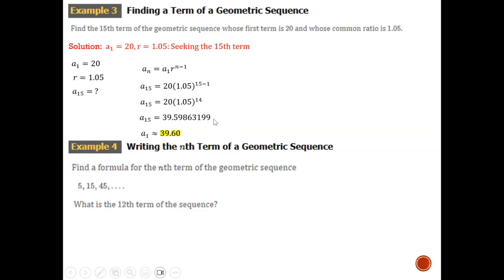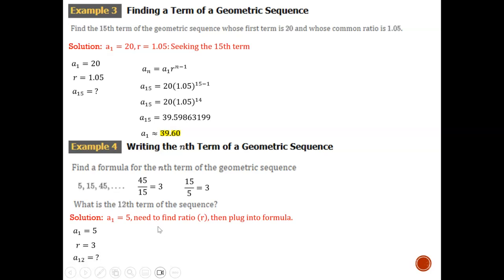Okay, now here's another one. This is similar to example number 3. But here, guys, you have to find the ratio. They don't give you the ratio, nor the first term. You have to get it from the sequence. It says find the formula for the nth term of the geometric sequence, and then you're looking for the 12th term. Hey guys, so what's 45, right? A1 is equal to 5, but what's 45 divided by 15? It's 3. 15 divided by 5 is 3. So that's my ratio. My ratio is 3.